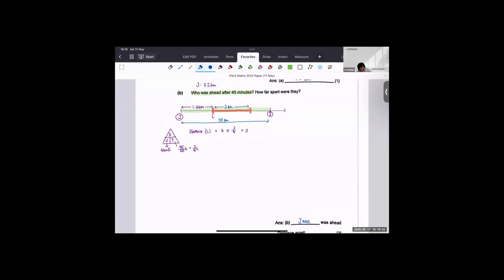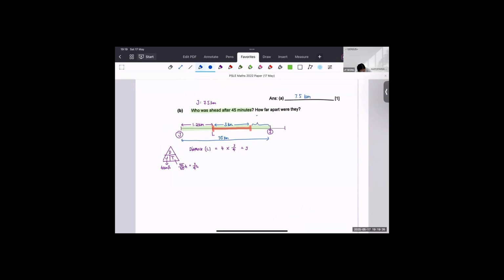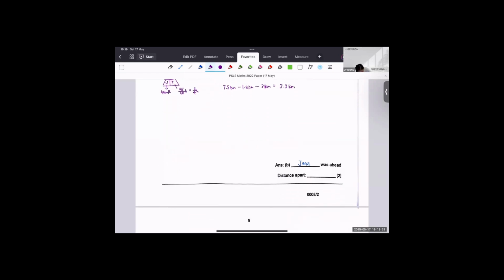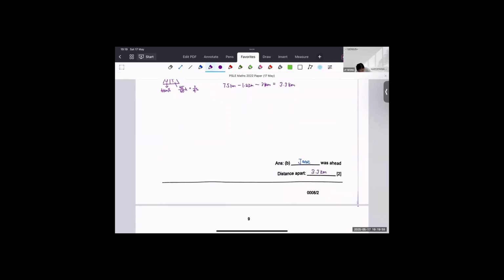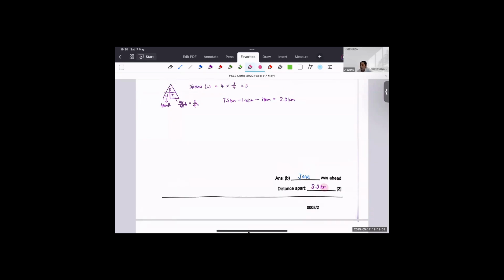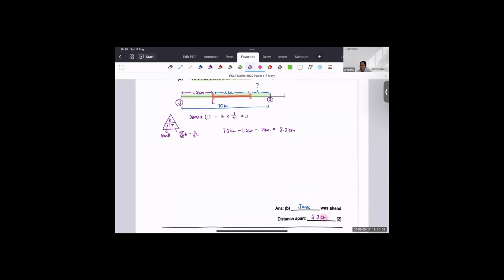And then how many kilometers ahead? So this is the part that we are trying to find, which we will take 7.5 kilometers minus 1.2 kilometers minus away 3 kilometers. That will give me 3.3 kilometers. So the distance apart is 3.3 kilometers. Make sure you do not forget your units. Some of you wrote that Jane was ahead by 4.5 kilometers.